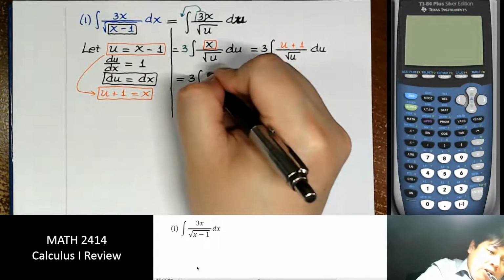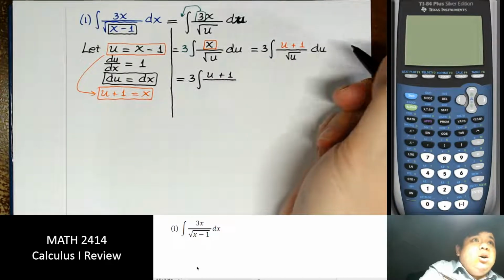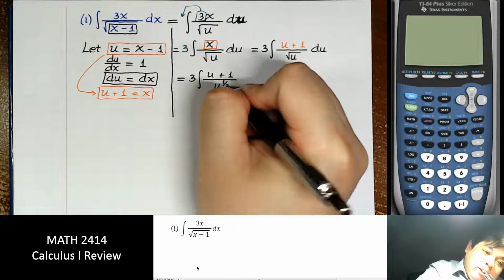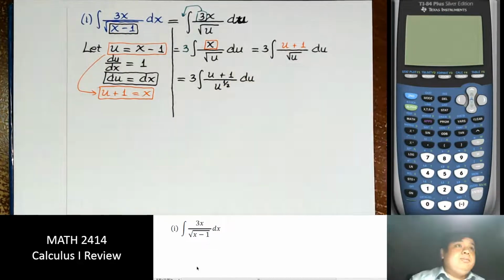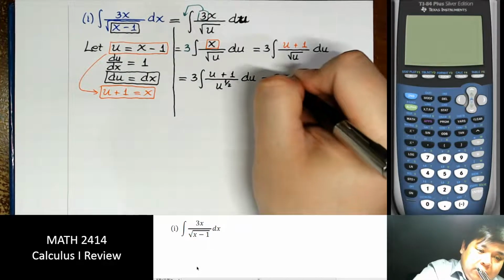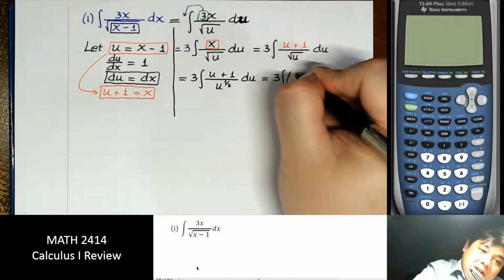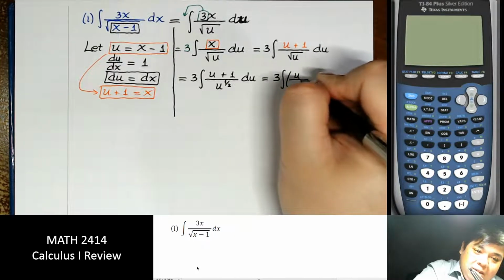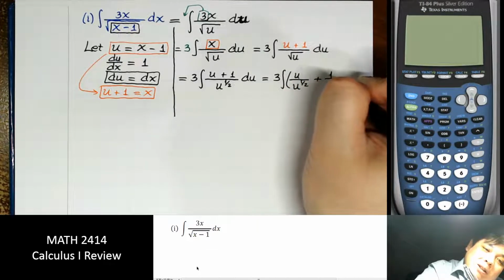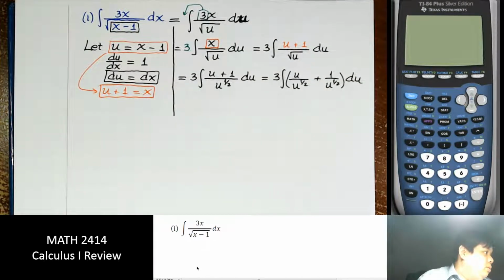We have u plus 1 on the top, and the bottom, since we're going to use the power rule, let's rewrite that as the 1 half. Then we can split the top, but not the bottom.